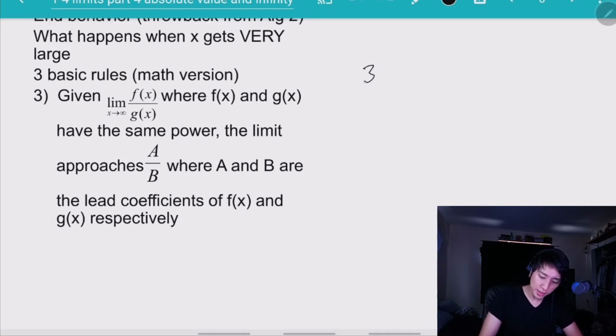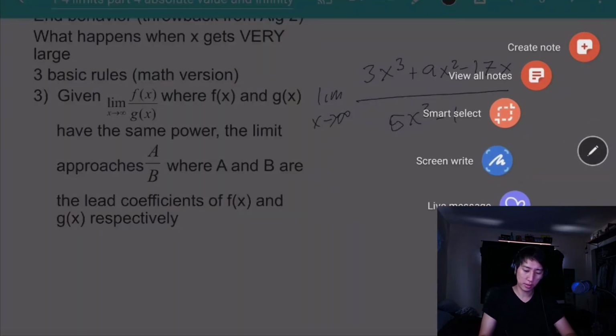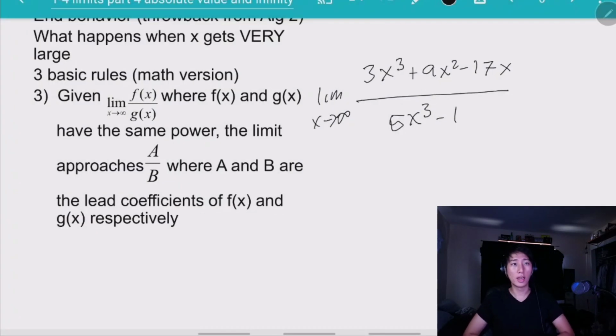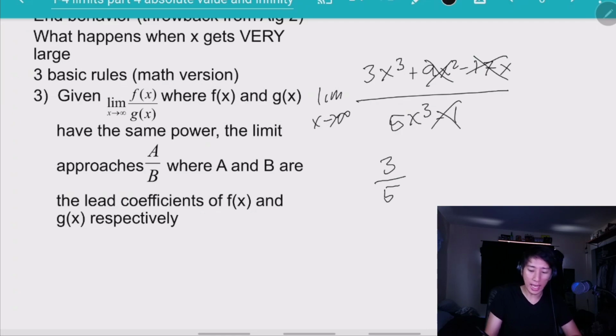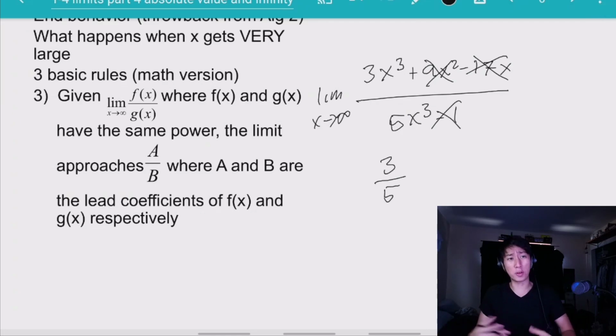So if you have something like this, 3x cubed plus 9x squared minus 17x all over 5x cubed minus 1, limit as x approaches infinity, then what's going to happen here is your final answer is going to be 3 over 5. Again, you don't need to worry about anything else other than your highest power, because everything else is so infinitesimally small when you take stupidly large numbers that it's not even worth thinking about, so you just kind of ignore it.